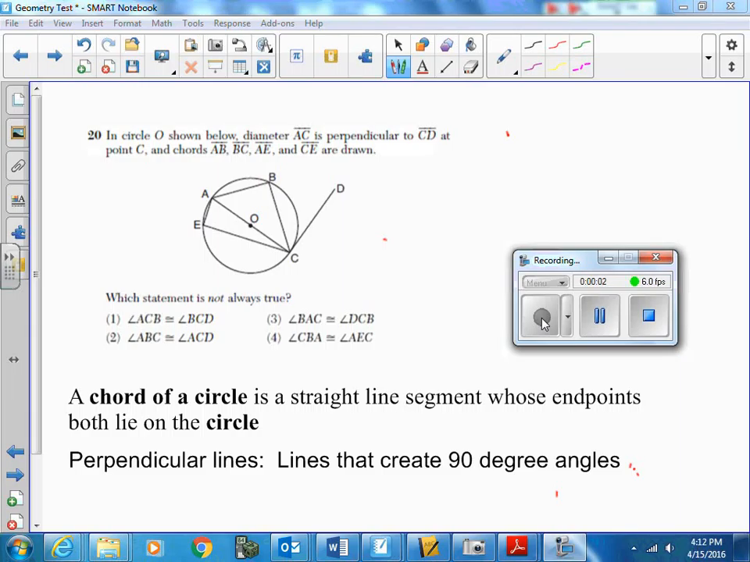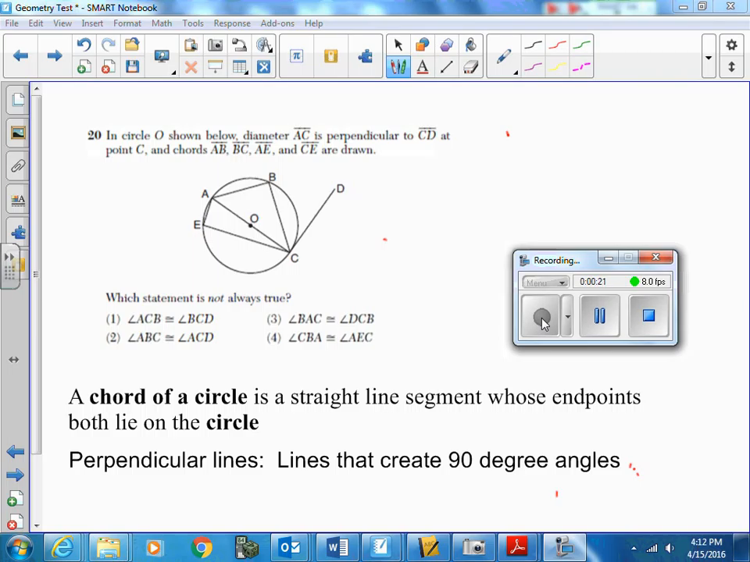Okay, we're back. We're going to look at number 20, 21, 22, 23, and 24 from the exam. Number 20 is dealing with circles, and we're going to have a unit on circles here in a couple of weeks, so I'm not going to go too far into this. However, I do want to read it.